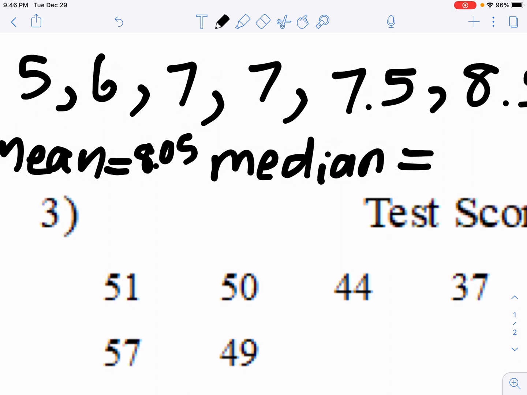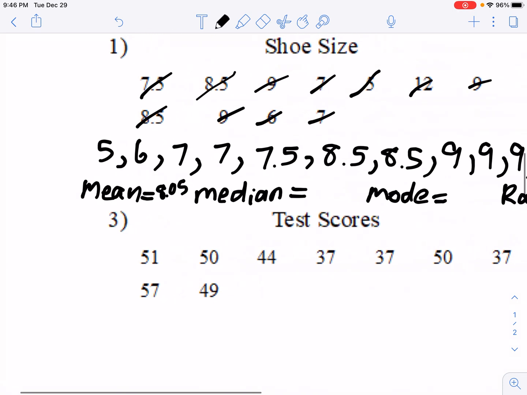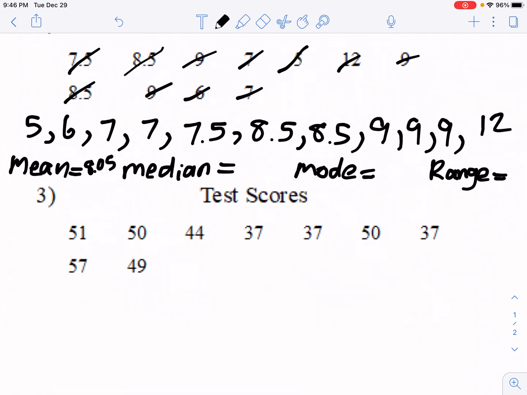8.05. Okay, so that's the mean. That's the average. Now, median, we'll come back to that because I want to look at it a couple different ways. The mode is the number that occurs the most frequently. So look for a number that's repeated the most times. Well, 7's repeated twice, 8.5 is repeated twice, but 9 is repeated 3 times. So it occurs the most often, so that would be the mode.